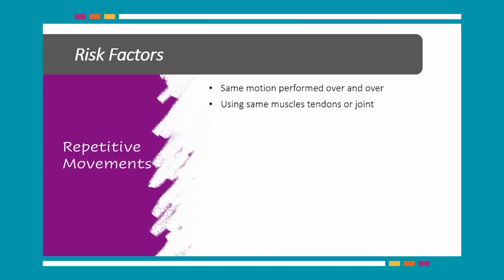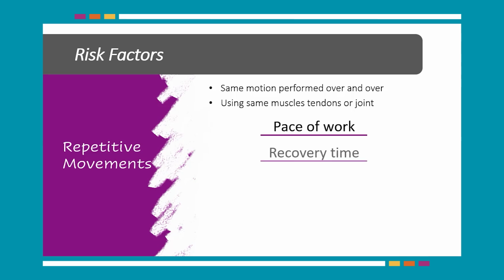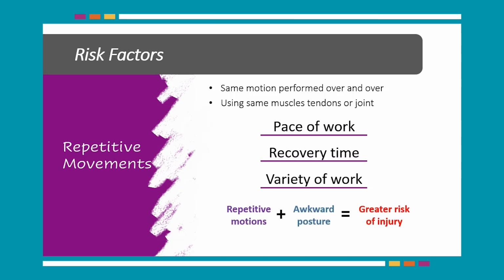In repetitive work, the same types of motions are performed over and over again using the same muscles, tendons, or joints. The amount of repetition can be affected by the pace of work, the recovery time provided, and the amount of variety in work tasks. The risk of injury is greater when repetitive jobs involve awkward postures or forceful exertions.